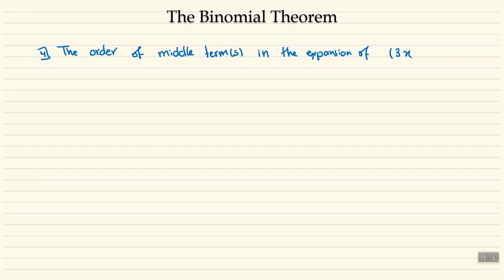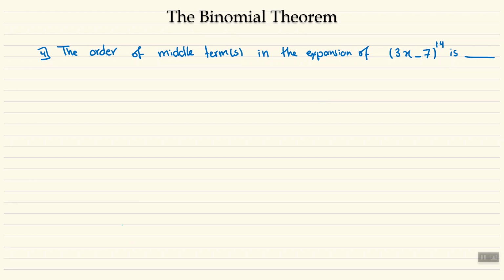Let's continue with some other examples. Number 4. The order of the middle term, the order of middle term or terms, because sometimes they can be two. So the order of middle term or terms in the expansion of (3x minus 7) to the power of 14 is or are dash.